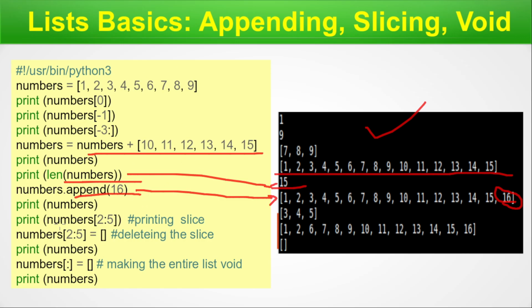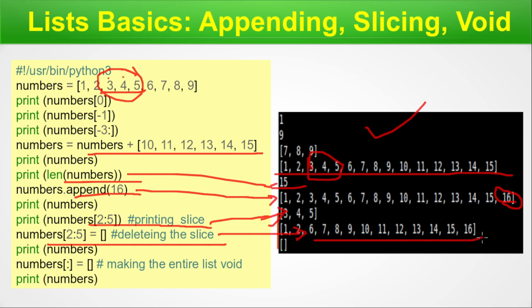So here the slicing 2 to 5, non-destructive slicing, gives 3, 4, 5. That means 2, 3, 4. So this one 3, 4, 5. So 3, 4, 5 gives this one. And as we delete this slice, that means we will delete these numbers, that means 3, 4, 5. If we delete it, what does it become? It shrinks, and you can see this is the destructive slicing. So destructive slicing actually deletes the elements and shortens the list.